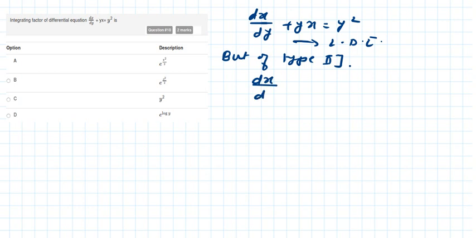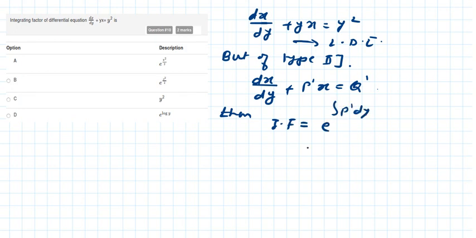If it is like this, dx by dy plus p dash into x is equal to q dash, where p dash and q dash are functions of y, then its integrating factor will be e raised to integration p dash dy. The value for p dash is y, so it is e raised to integration of y dy, which is e raised to y square by 2. If you observe the options, this is the right answer. Option A is the right answer.